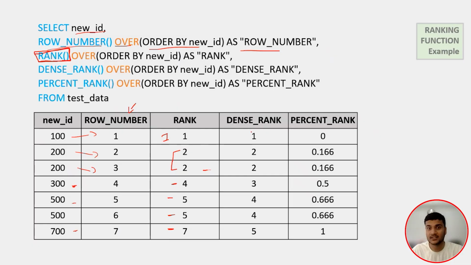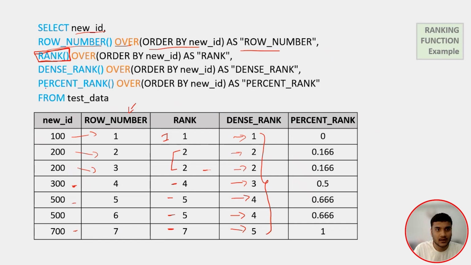And now another function is my dense rank function. So how does it work? It is the same as rank, but it does not skip the number. Like 100, I have 1. Then 200 is rank number 2, same. Then 300, a unique number, so it gives rank 3. And then 500 is also unique, so it gives 4. Same, so 4. Now 5 is next, so 4 is not skipped, right? The next number is 5. So this is what my dense rank function is. And next is my percent rank function.